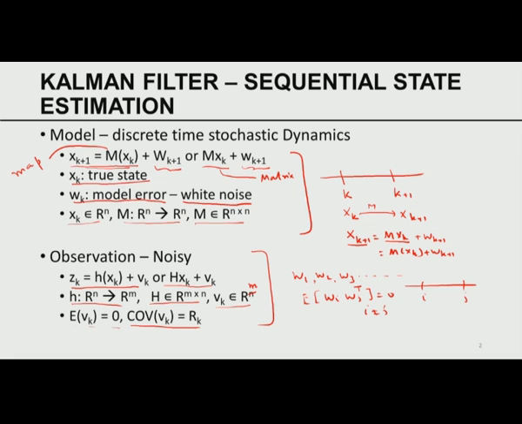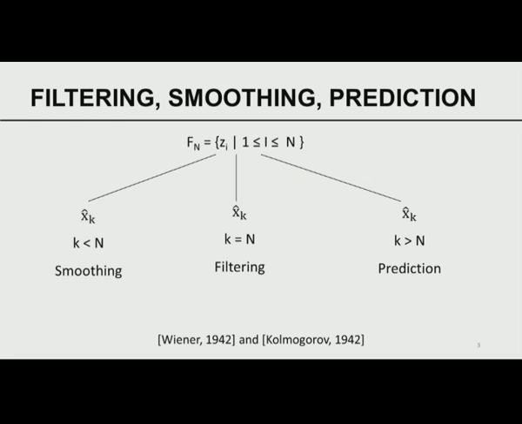So Wk is the model noise. Wk belongs to Rn. Vk is the observation noise that belongs to Rm. Hope the description of the model and the observations are clear now.